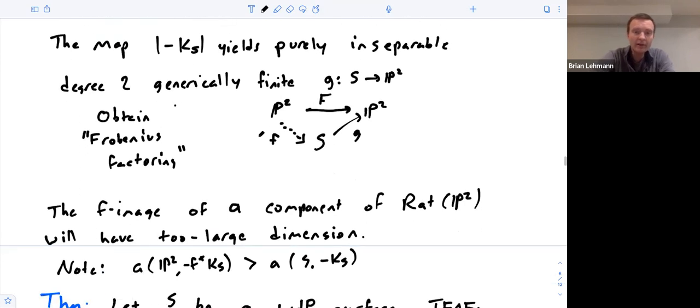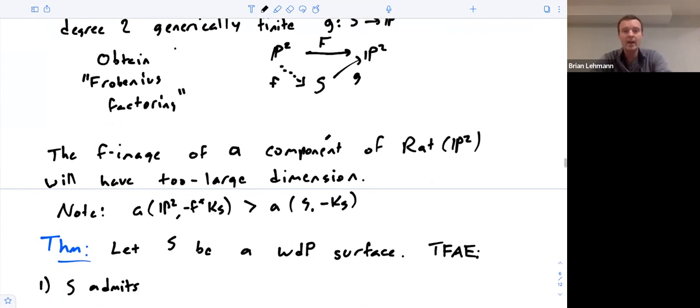From the perspective of rational curves, what's interesting about this example? Well, it turns out if we take a component of the moduli space of rational curves on P2, and take its F image, considering the curves avoiding the locus where this map's not defined, then we'll get a component of the parameter space of rational curves on S which has two large dimensions. So the curves on P2 define components on S with two large dimensions. And why is this so?